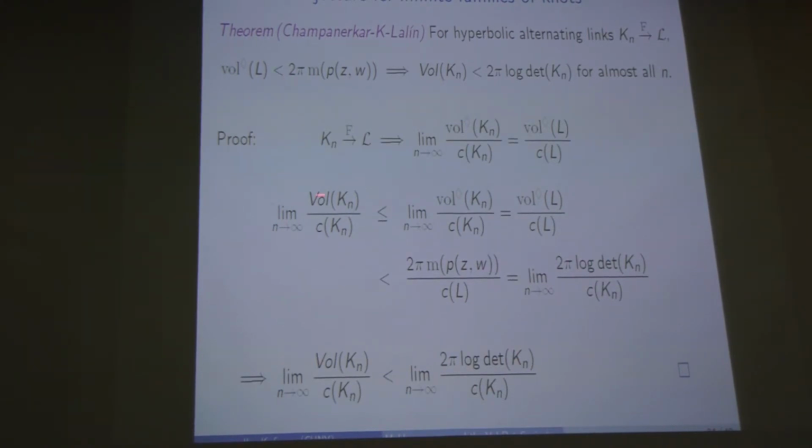Now, the limit of the volume densities is less than the bipyramid volume densities, right? We proved that before. So that's now strictly less by hypothesis. So that's giving us this limit of the determinant densities. So the upshot is that the limit of the volume densities is less than the limit of the determinant densities. And that gives this Vol-Det conjecture for almost all n.